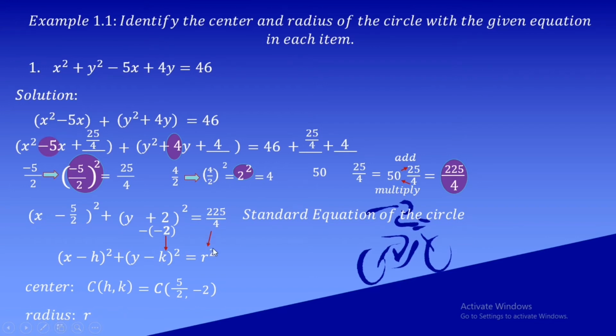And for the radius, r is represented by r squared. Then squaring both sides so that r remains, then eliminate the square root. Then r: the square root of 225 is 15, then the square root of 4 is 2. That is our radius.